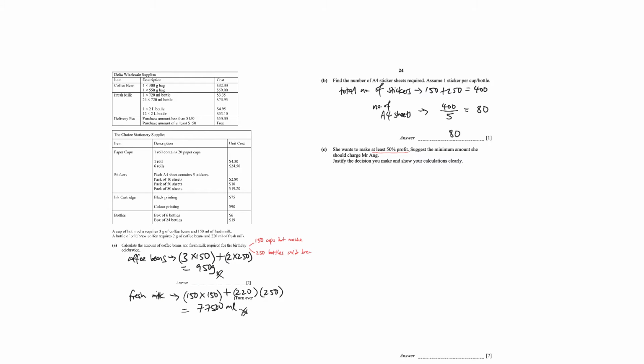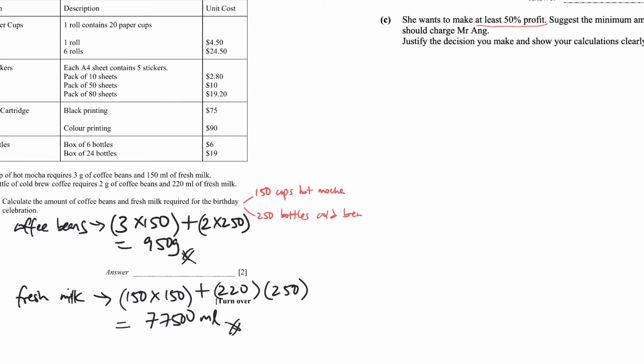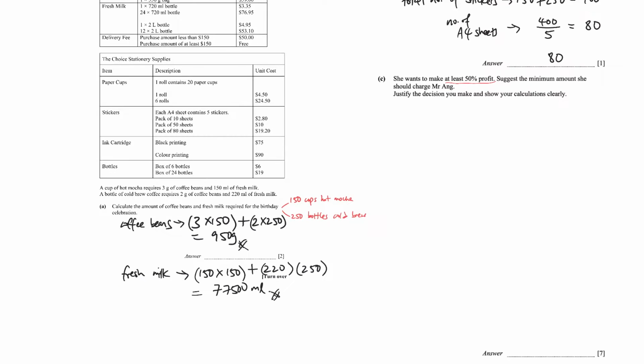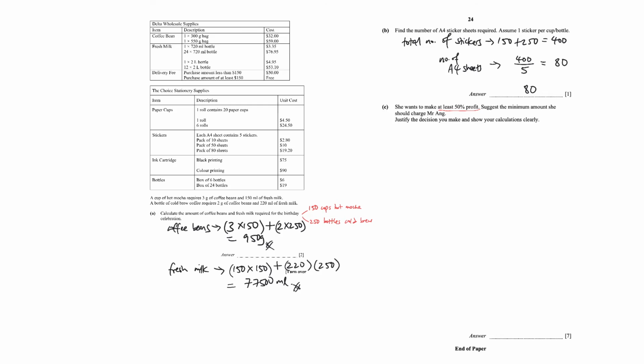Okay, so there are many things that go into it, right? We have stickers on each cup or bottle, but ultimately what we need is 150 cups of hot mocha and 250 bottles of cold brew, right? And there are a lot of things that go into it. So let's just look at one thing at a time, okay?